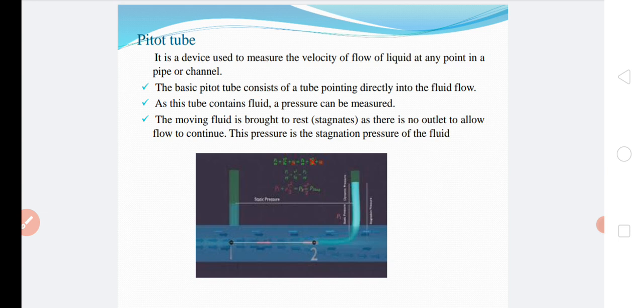It is based on the principle that if the velocity of flow at a point becomes 0, the pressure is increased due to the conversion of kinetic energy into pressure energy. This is the basic principle of the pitot tube.